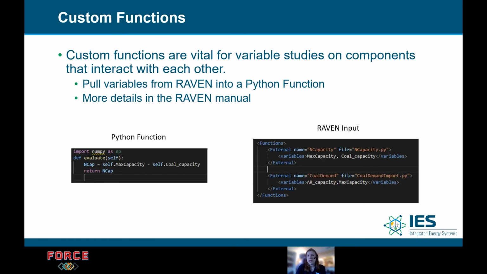So once again, I just wanted to touch a little bit on the custom functions. It's not as hard as it seems. It's really basic, just Python functions. Your Raven input contains the variables that you want in and the name of the function, and it calculates it for you. There are details on how to do this in the Raven manual as well. But it is pretty easy. Like this one, I just have a function that subtracts the coal capacity from the nuclear capacity, and it can be as simple as that.